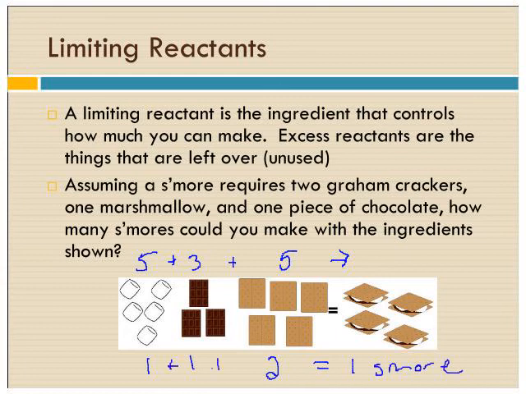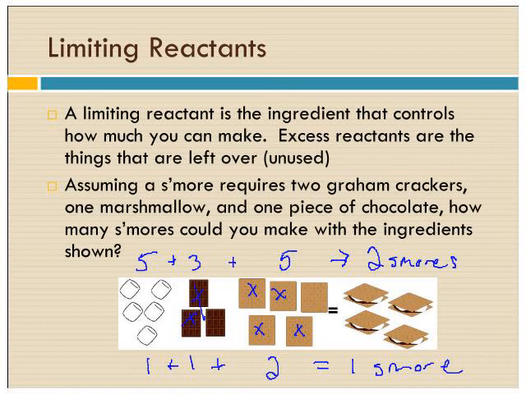Okay, so using this, we need 2 graham crackers for each s'more, and we have 5 right there. So we can only make 2 s'mores from the amount of graham crackers we have. So the graham crackers are going to limit how many s'mores we can make. So this graham cracker would be the limiting reactant.